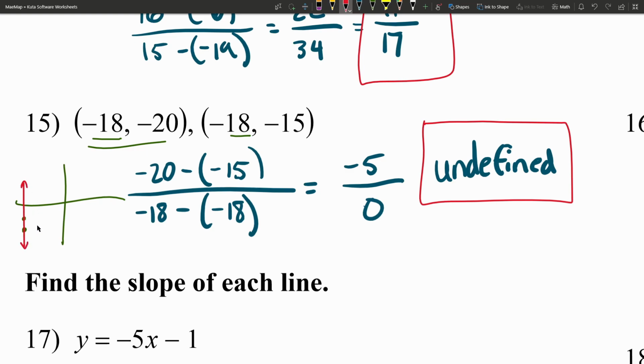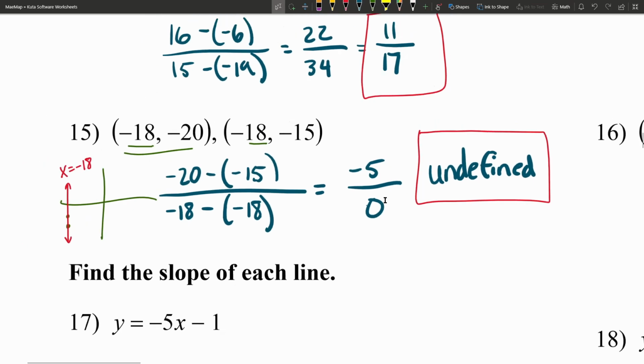What's the slope of a vertical line? Well, we aren't moving right or left, so we don't know what the change in that y value is. It's undefined. That's why our slope of a vertical line, we can say, is undefined. This line, in other words, could be written as x equals a negative 18. That is this line that I've pictured here. Let's move on to number 16.